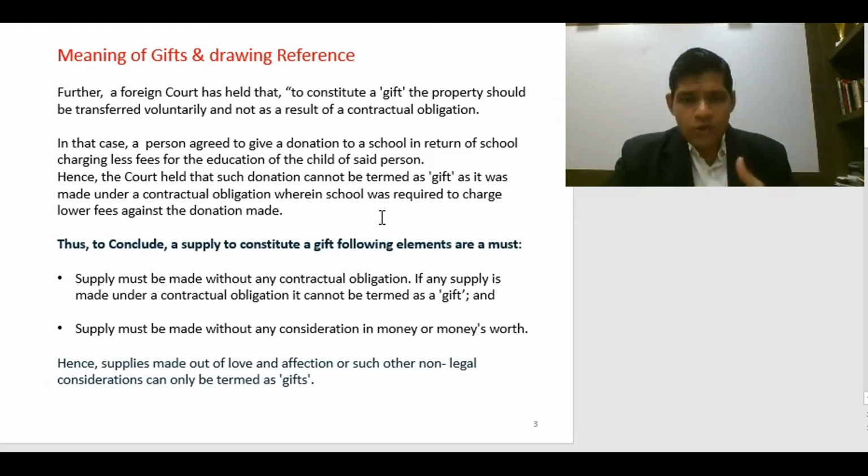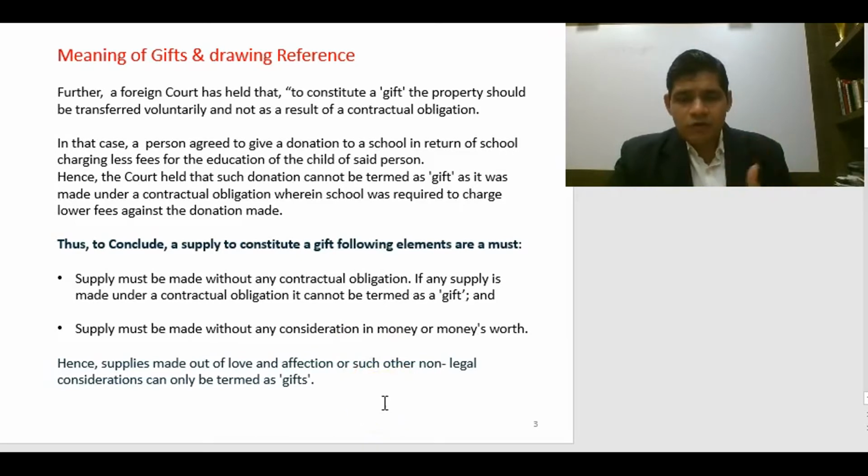So to conclude, for a supply to constitute a gift, the following elements are a must. The supply must be made without any contractual obligation. If any supply is made under a contractual obligation, it cannot be called a gift. Second, the supply must be made without any consideration in money or money's worth. If these two conditions are fulfilled, then only a supply can be termed a gift.